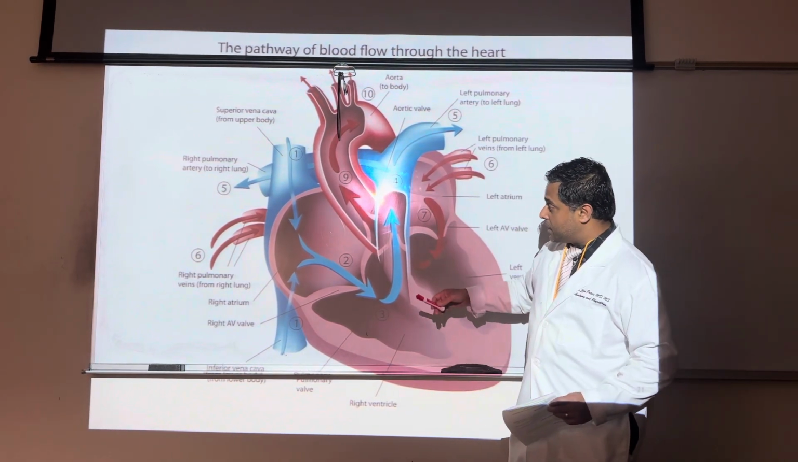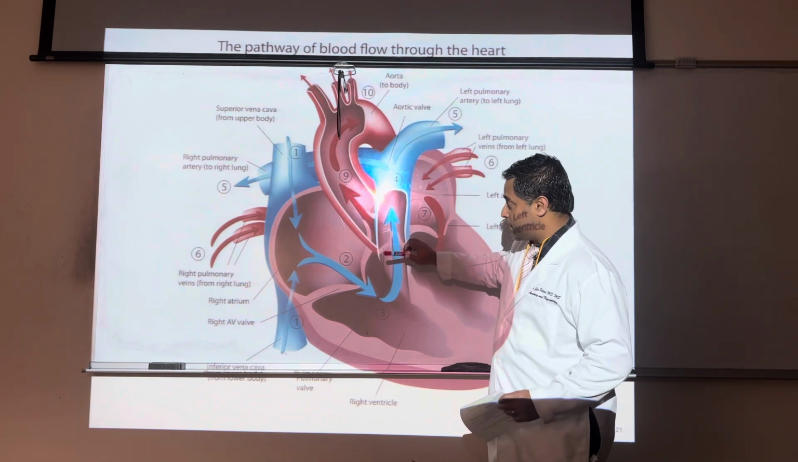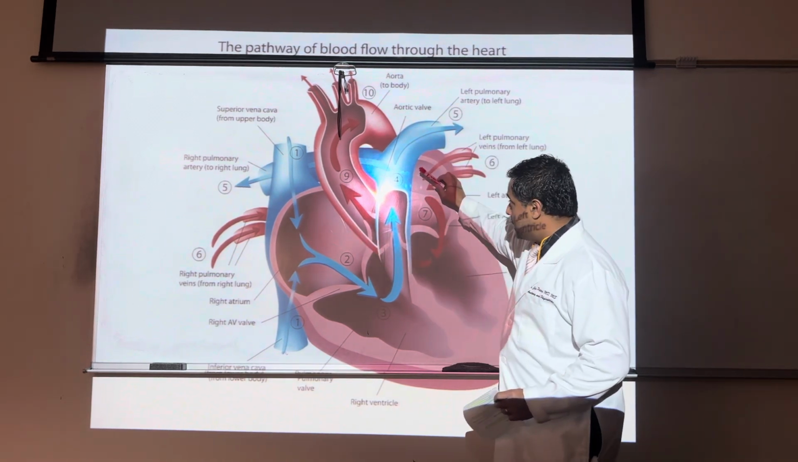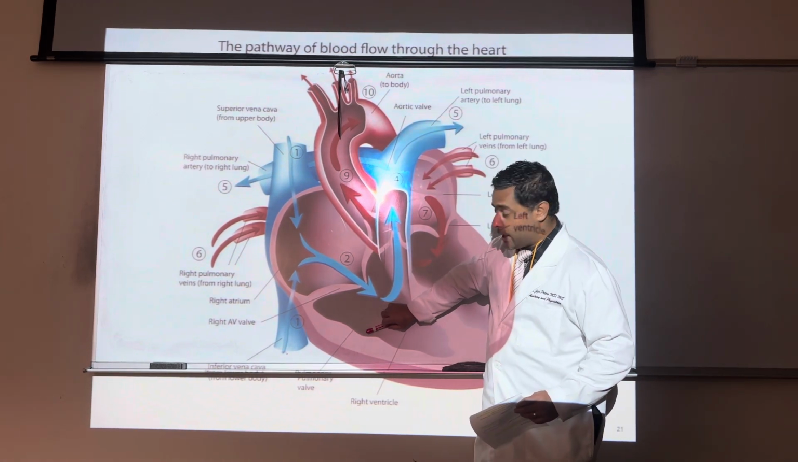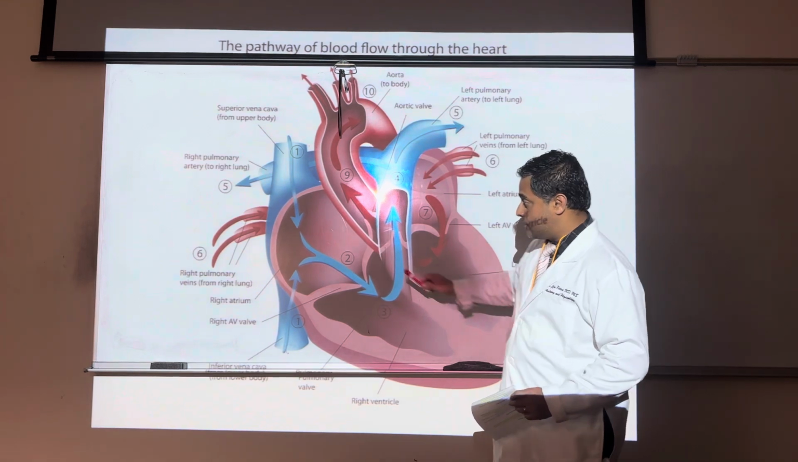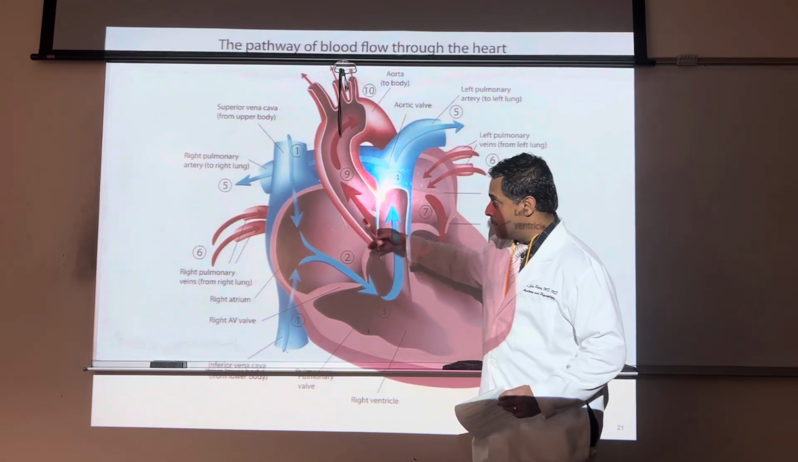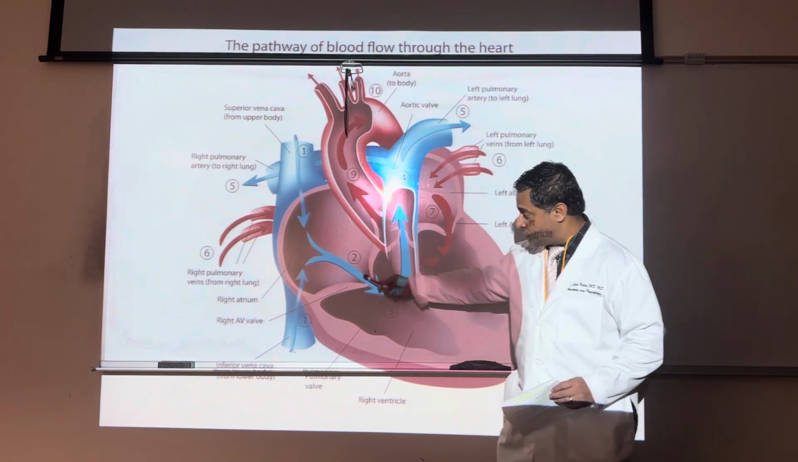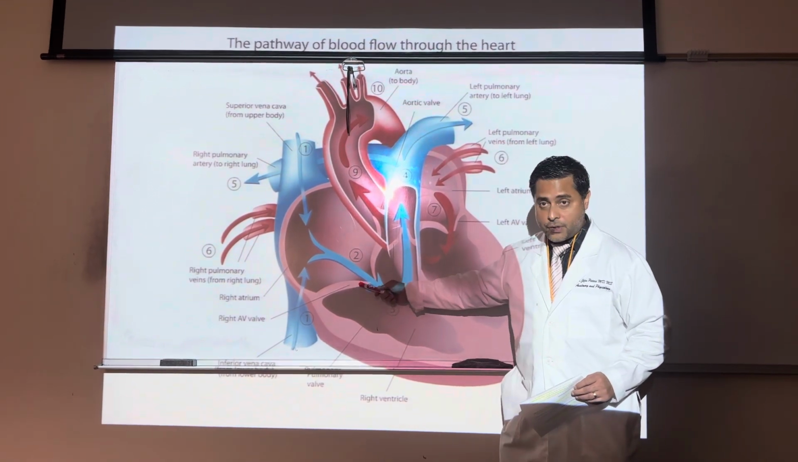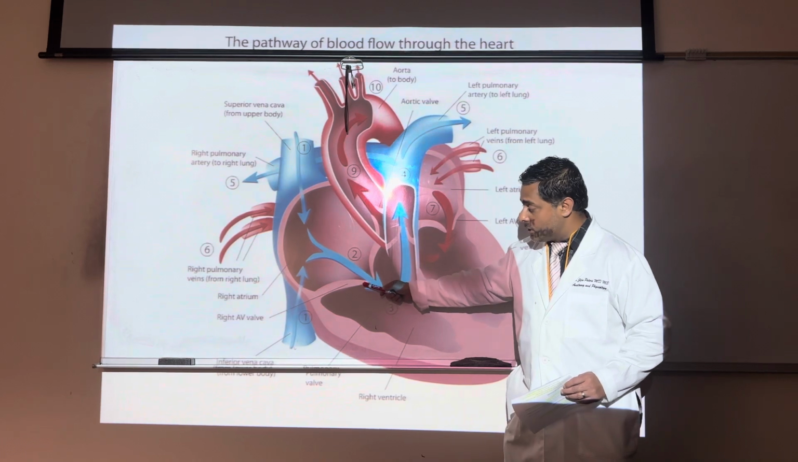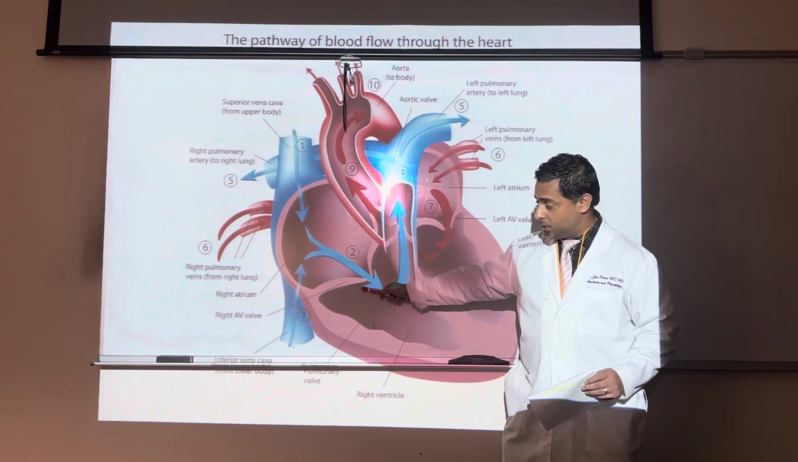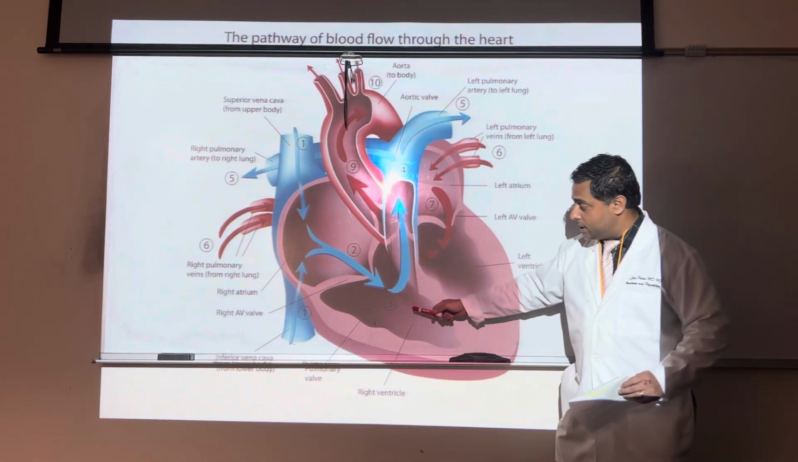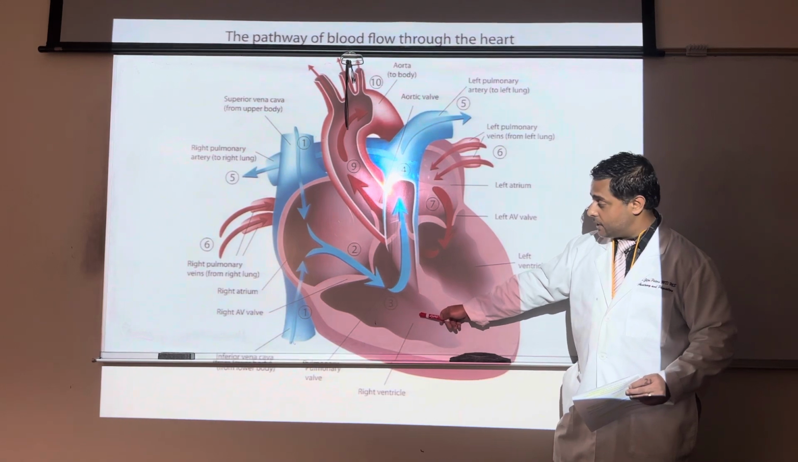We have four chambers of the heart: right atrium, left atrium, right ventricle, and the left ventricle. When the right atrium contracts, the deoxygenated blood will flow through this valve called the right atrioventricular valve, which is also known as the tricuspid valve, and the blood will flow into this chamber called the right ventricle.